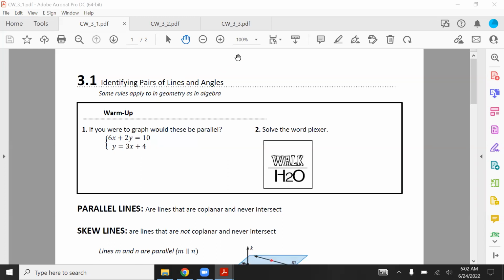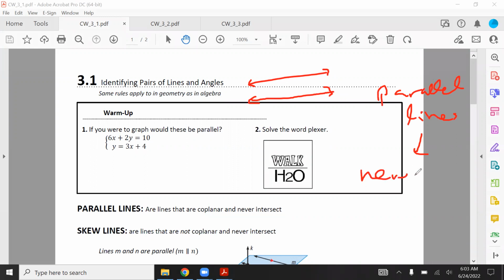So one thing that you need to know about parallel lines is that the two lines don't touch, right? Very important. The lines are parallel. They never touch. Also, they're on the same plane.